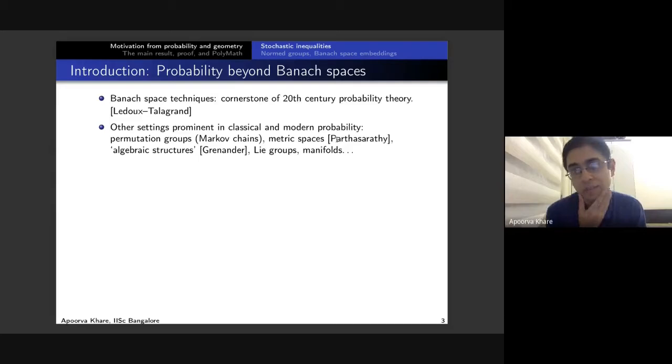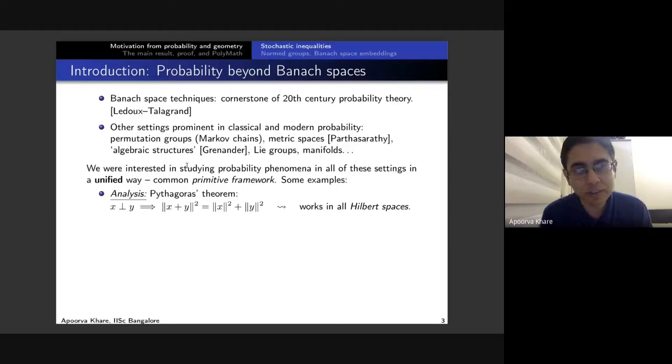There's a famous book by Parthasarathy. There's probability with random variables taking values in semigroups or monoids and so on. And also with geometric flavor, Lie groups and manifolds and manifold learning and so on. That's a popular topic these days. So what my collaborator and I were interested in was studying phenomena in all of these settings at once. That means I want to find the least assumptions, the least structure, inside which all of these, or many of these settings, are subsumed.